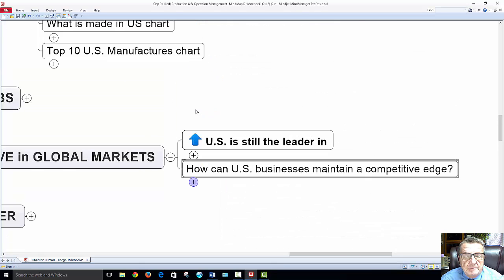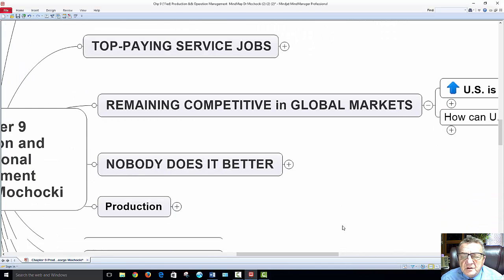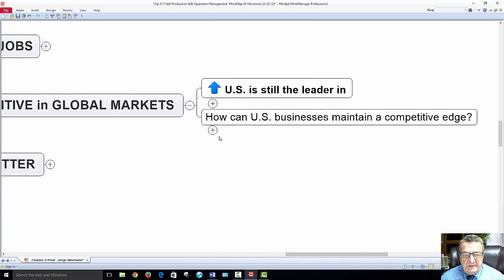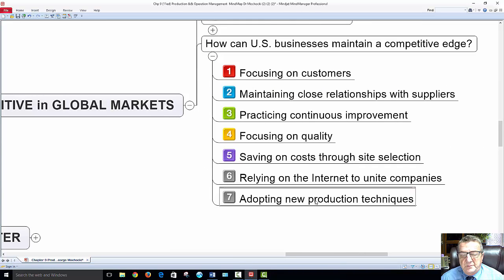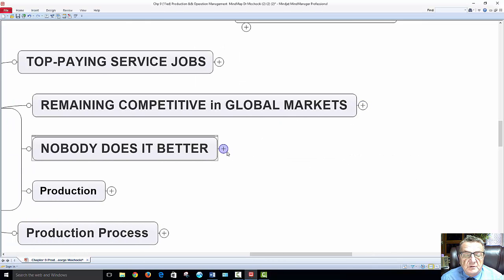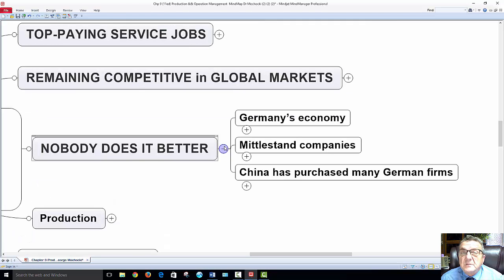Okay. So that's how you stay competitive. You become a learning organization. Production, if I look at competitive edge, relying on networking, so you could have something out there. Okay, nobody does it better.